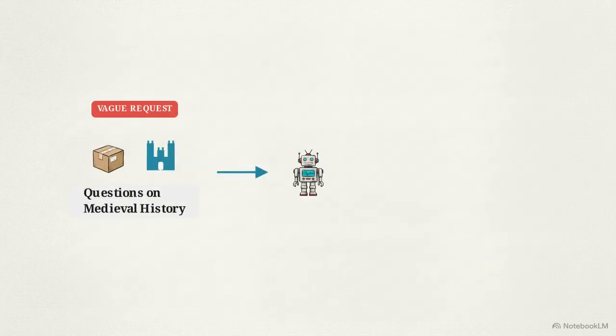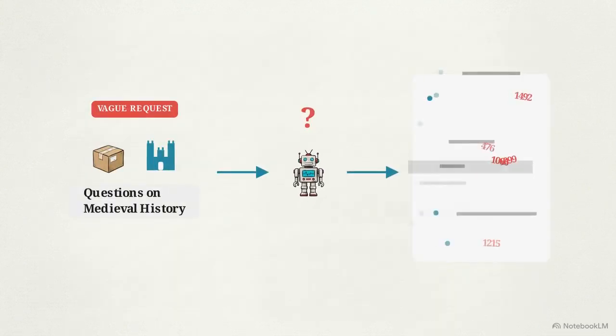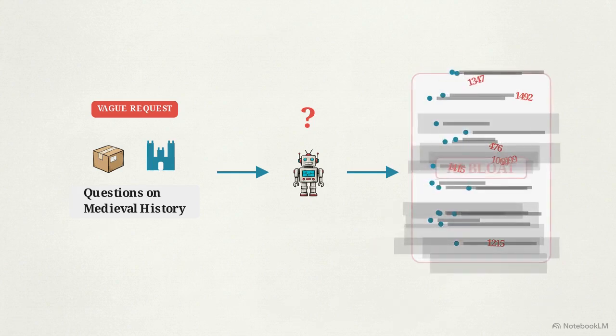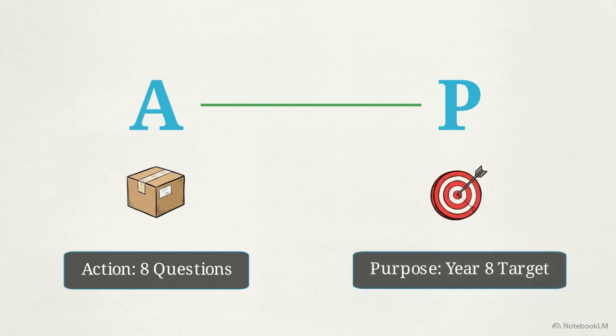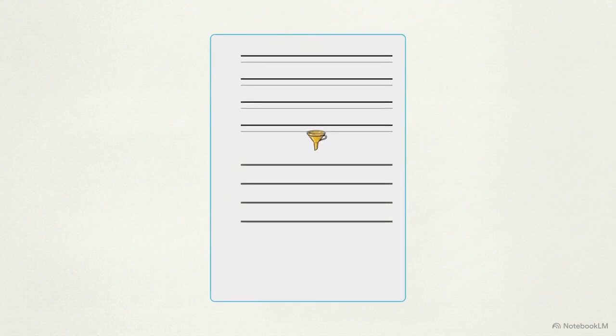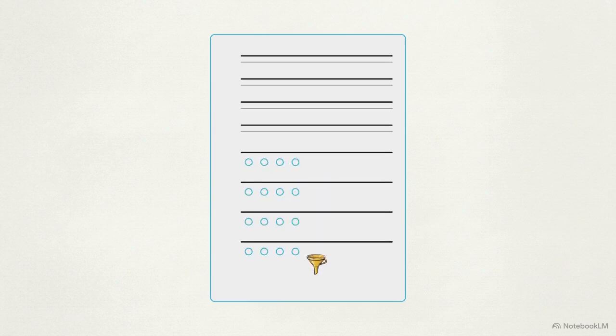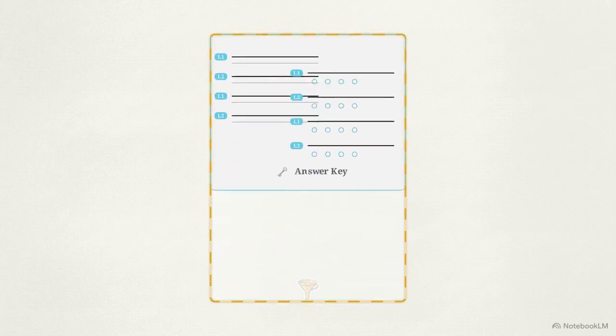If you submit a vague request for questions on medieval history, the AI will spit out random trivia. Under the APE framework, your action becomes generate 8 retrieval questions on medieval Europe. Your purpose is activate prior knowledge for a Year 8 mixed literacy class. To make that history output instantly usable, we filter it through expectations. We require 4 short answer questions and 4 multiple choice. We ask the AI to label difficulty levels, include an answer key, and format everything to fit on exactly half an A4 page.